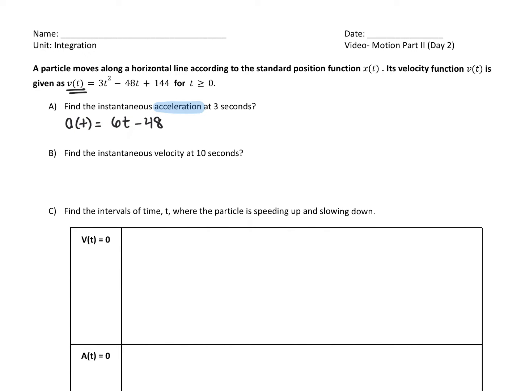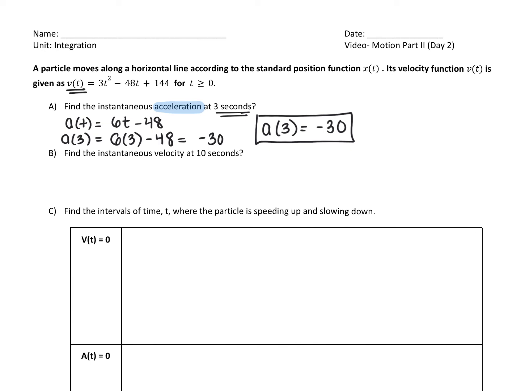So if I want to find the instantaneous, meaning the exact acceleration at 3 seconds, all I have to do is plug 3 into my acceleration function. So 6 times 3 minus 48. Take a second, plug that into your calculator, and then hit resume when you're ready for the answer. All right, so you should have gotten negative 30. So the acceleration at 3 seconds is negative 30.